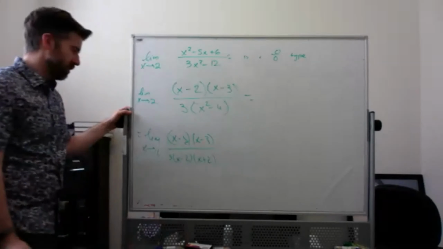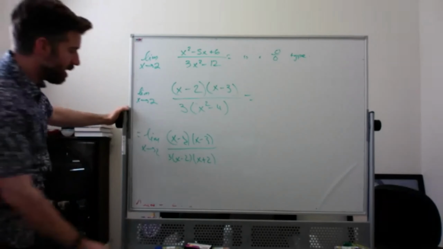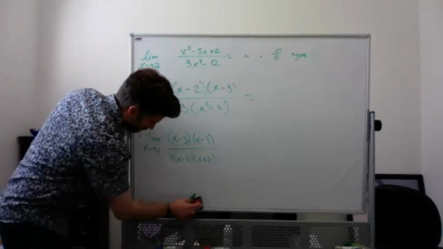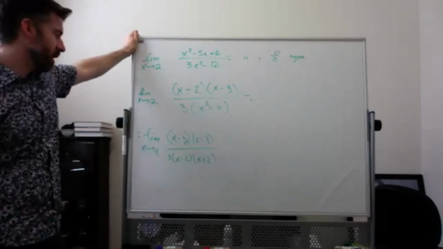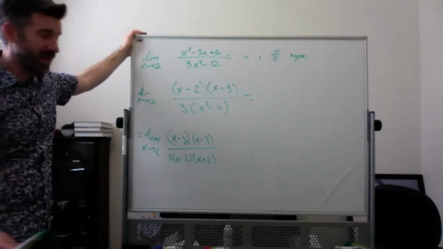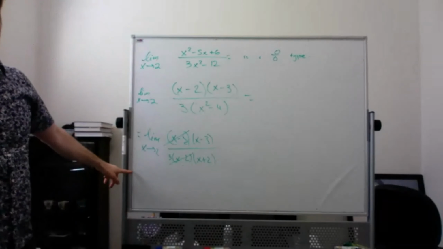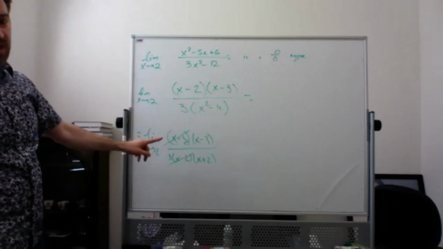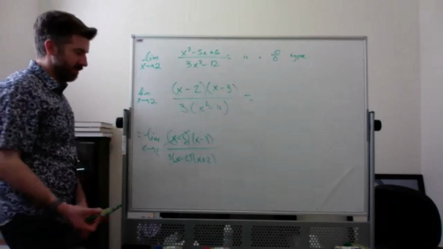So that factors further as 3 times x minus 2 times x plus 2. And now we can cancel the x minus 2 factors. And it's okay to cancel those because the limit is concerned with everything near 2 but not at 2. So canceling out where this is undefined doesn't really make a difference.